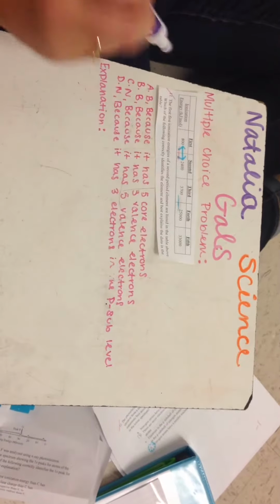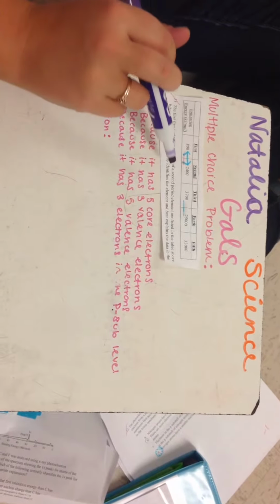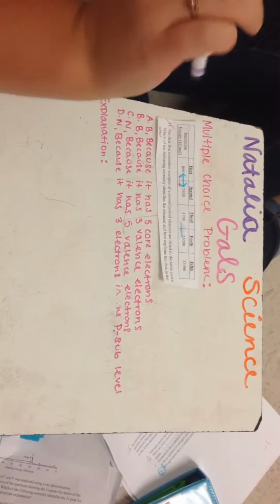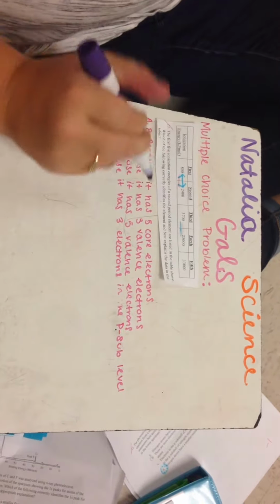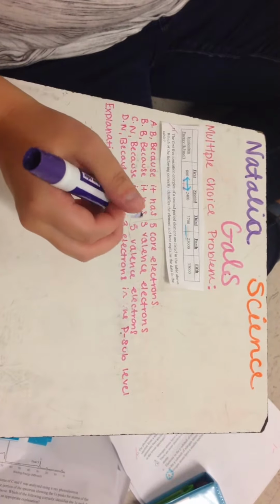Okay, so this is our first problem. The first 5 ionization energies of a second period element are listed in the table above. Which of the following correctly identifies the element and best explains the data in the table?